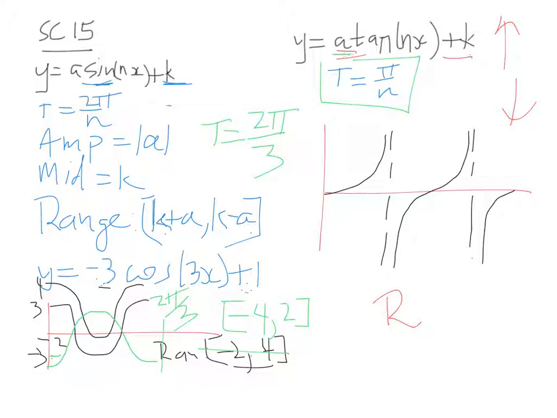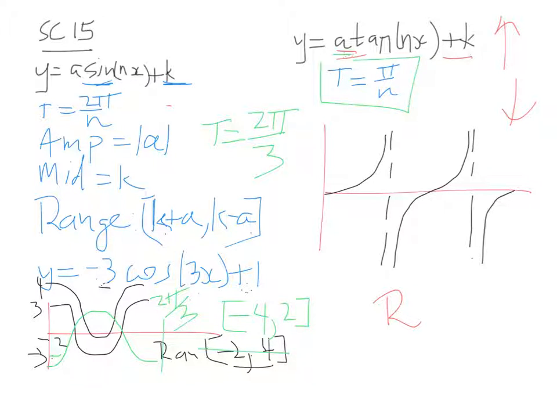So there you have your circular functions. So just to recap, the period is 2 pi over n, where n is the coefficient of x. Amplitude is the absolute value of a. The midpoint is k, and then the range is based on k and a, like what we've seen here. If a is negative though, it reflects it in the x-axis, and if n had been negative, it reflects it in the y-axis.